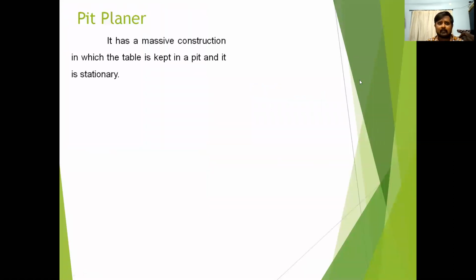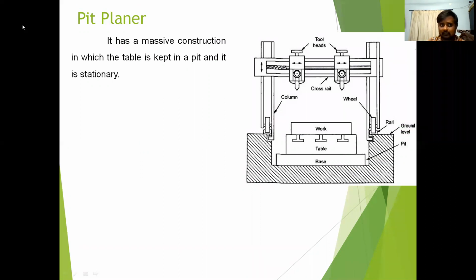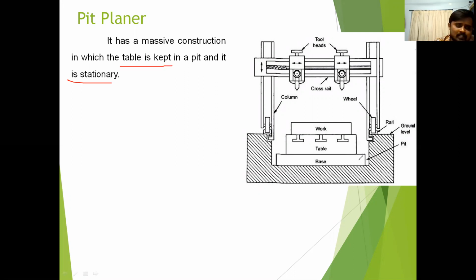Next one, pit planer. It has a massive construction in which the table is kept in a pit and it is stationary. Generally, in the case of planers, the table is moving and the workpiece is constant. But in the case of the pit planer, the table is kept in a pit and it is stationary. The table is constant. So this type of planer is used to do operations on heavy workpieces.